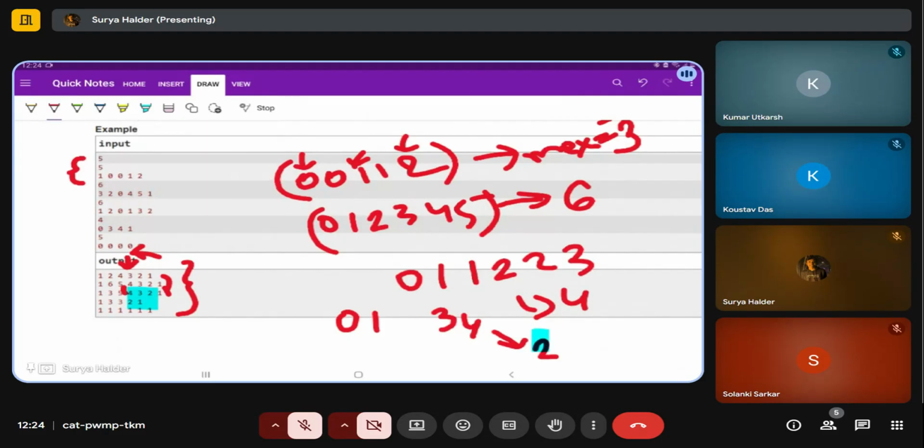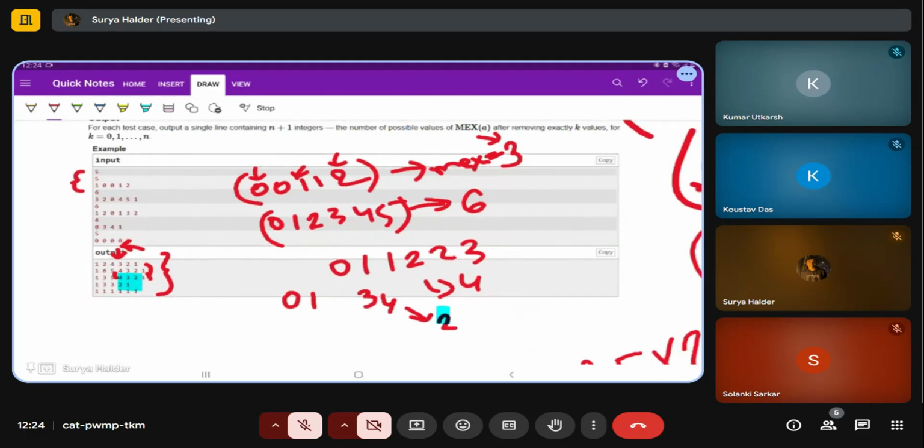Means from right to left, one of the patterns I can observe is that it will go from 1 up to the mex. Correct? So why is this happening?